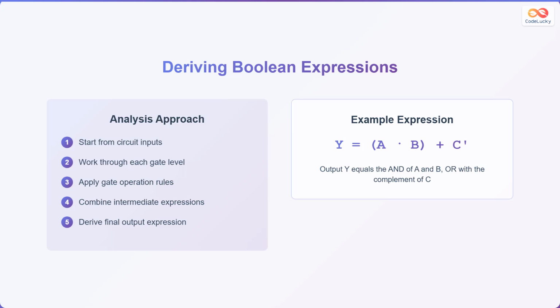Let us understand how to derive Boolean expressions. To begin, start from the circuit inputs and work your way through each gate level. Apply the operation rules for each gate you encounter, such as AND, OR, NOT. Combine these intermediate expressions to form more complex expressions. Ultimately, derive the final output expression that represents the entire circuit's logic. For example, Y equals A AND B, OR with the complement of C.